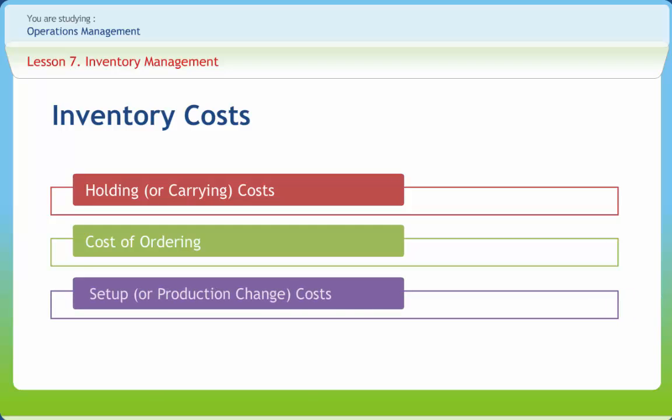In the case of sub-assemblies or finished products that may be produced in-house, ordering cost is actually represented by the costs associated with changing over equipment from producing one item to producing another. This is usually referred to as setup costs.